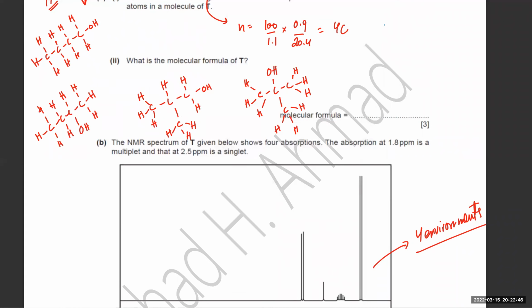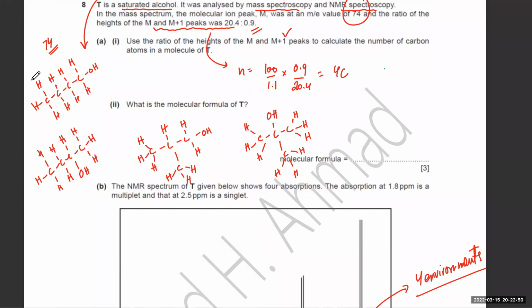Like how many environments does this first isomer have? 5. Okay, so that's 5 because you've got these CH3s, I mean the hydrogen protons over here, they're bonded differently compared to the other ones. This OH hydrogen proton is different. This CH2 hydrogen protons are different compared to the other ones. So all of them are kind of bonded slightly differently.